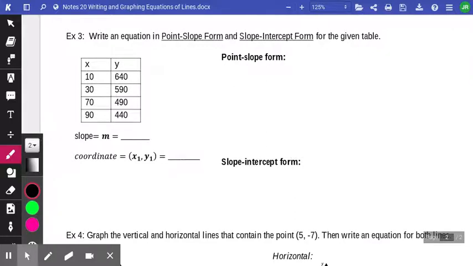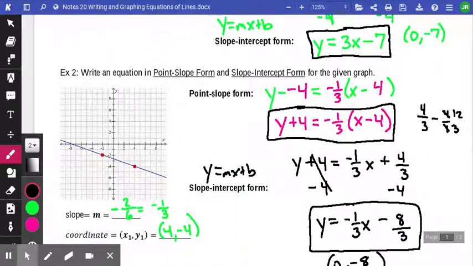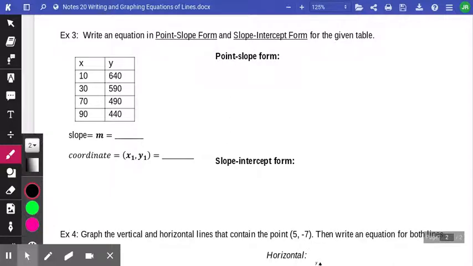Let's do another example. This time, the given information. So the first time, it was just given to us in a sentence. Second time, it was given to us in a graph. Now we're going to practice if the table is giving us our information. So remember, your slope is your change of y's over change of x's. So we're going to start off with our y values, and we're going to figure out how much we are going up, how much we are going down by.